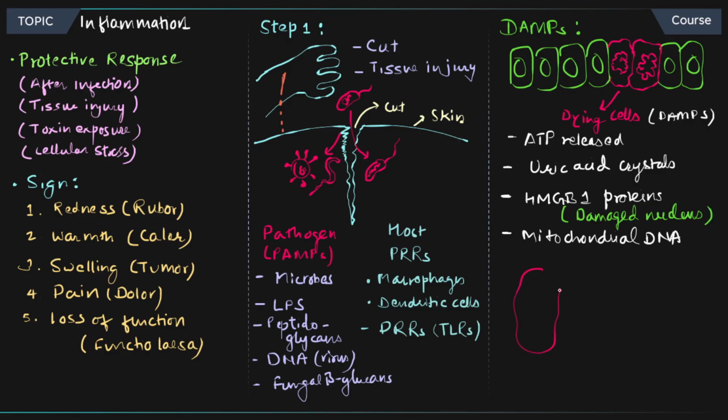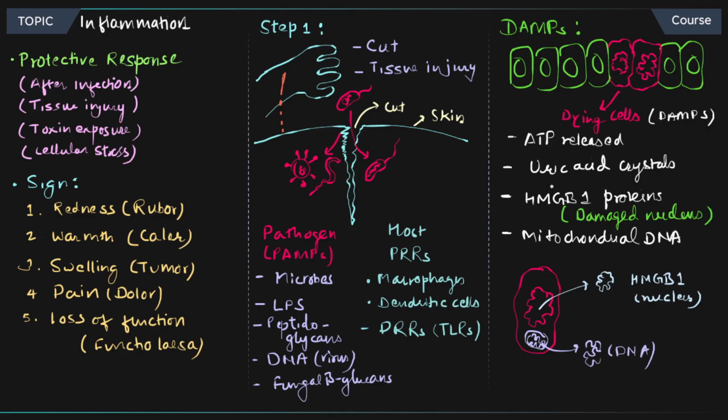So in essence, what you have is the nucleus, and a damaged nucleus will give HMGB1 protein that is coming from the nucleus. You have mitochondrial DNA that is coming out. That is also one of the indicators of inflammation.